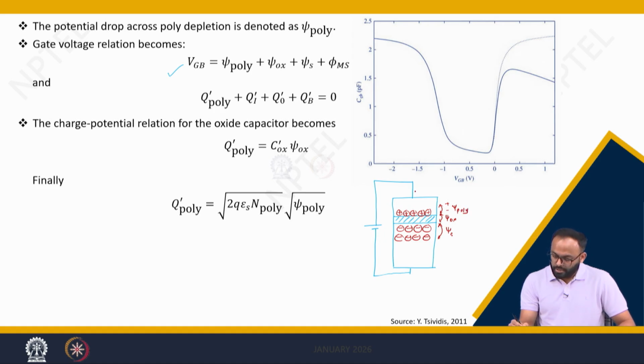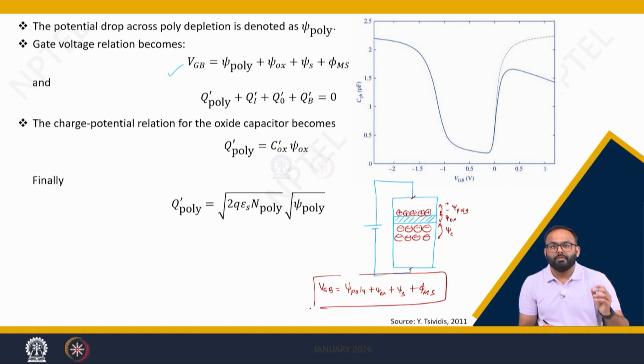We remember that the additional voltage drop at the contacts is nothing but the difference of work function of metal and semiconductor. So, we can rewrite this equation as VGB equals psi poly plus psi ox plus psi s plus phi ms. In two terminal MOS, when we were considering the metal as a gate, this term was not there, and the total potential balance equation was VGB equals psi ox plus psi s plus phi ms, where VGB is an external voltage.